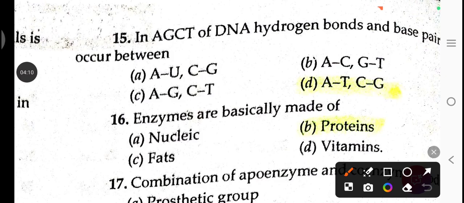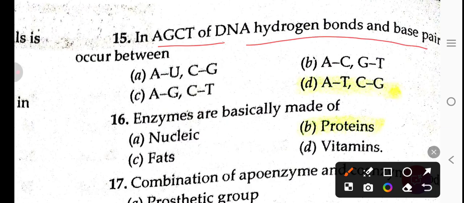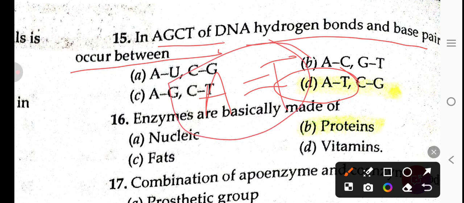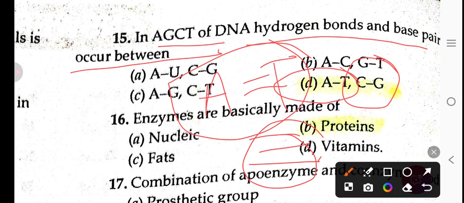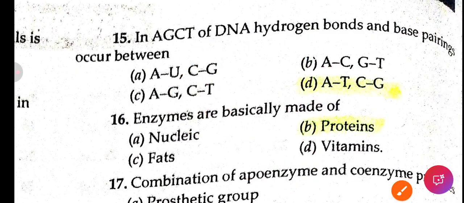Next question: in AGCT, that is adenine, guanine, cytosine and thymine of DNA, the hydrogen bonds and base pairs occur between. So we know that adenine always binds with thymine in case of DNA, with two hydrogen bonds, whereas cytosine binds with guanine with three hydrogen bonds.